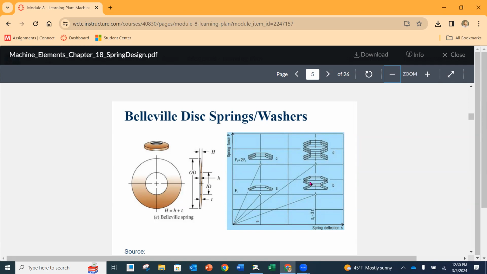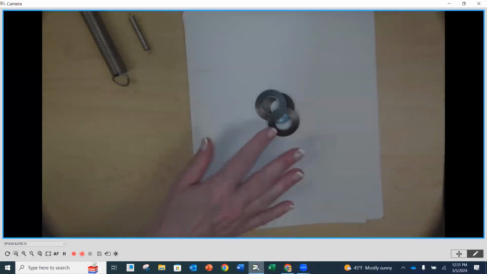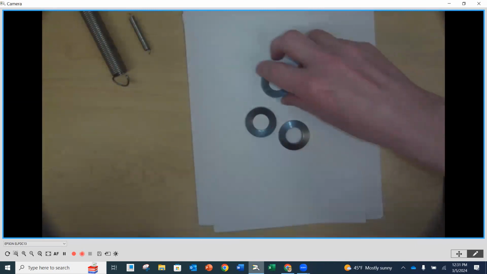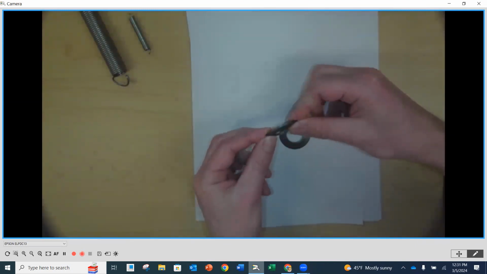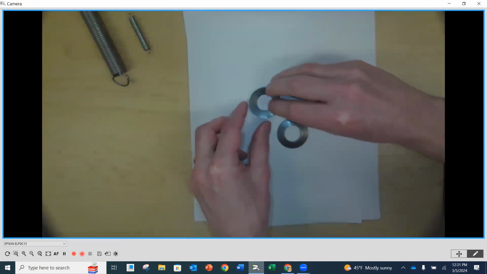Underneath the camera here, I'm just going to show. We have a couple of these. This is what they are, right? Yeah. So you can stack them in parallel like this, or you could stack them on top of each other, back to back, in series.